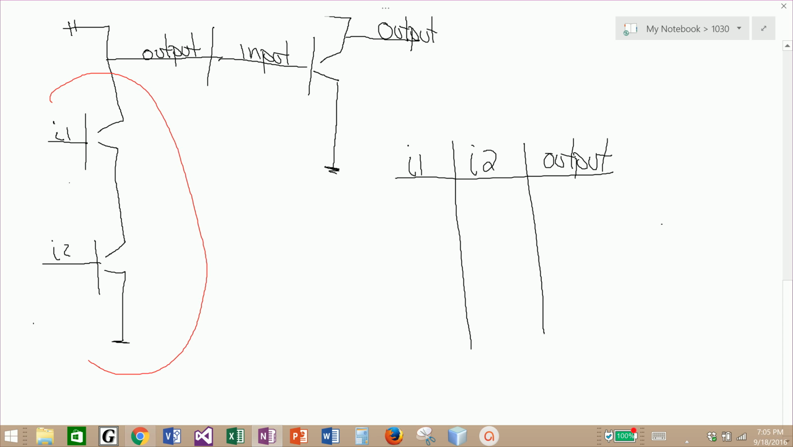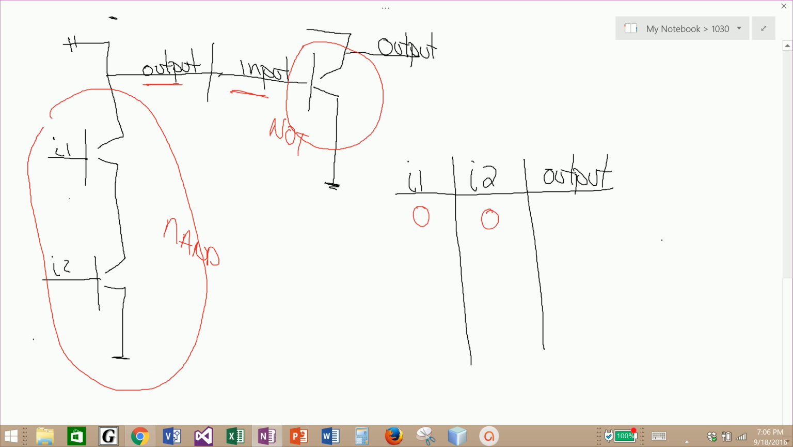This should look familiar to you, because this is a NAND gate. This should also look familiar because this is a standard transistor, which is a NOT gate. What do you think is going to happen when I pass the output from a NAND gate through a NOT gate? What would you expect to have happen? Well, we know if I put a 0, 0 into a NAND gate, the output is going to be a 1. But if I pass this 1 through a NOT gate, it is going to reverse it, and I'm going to get a 0.